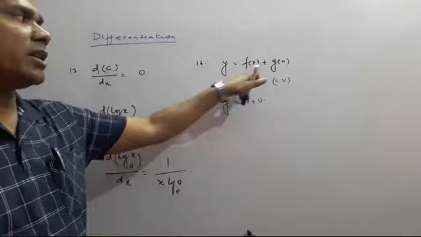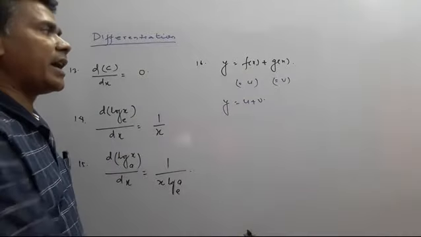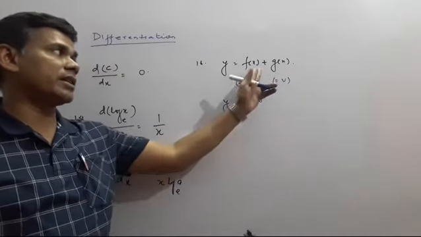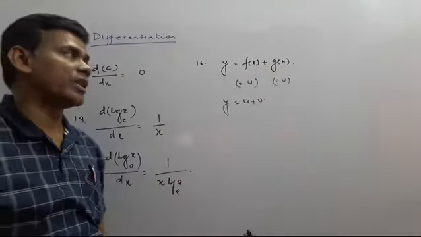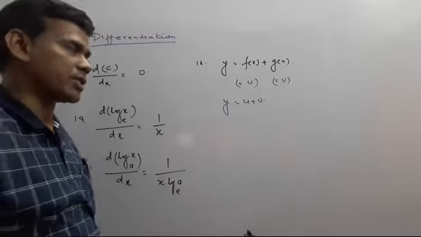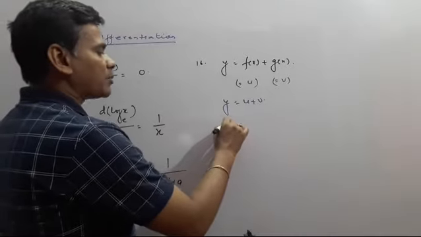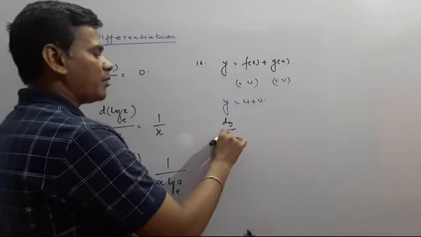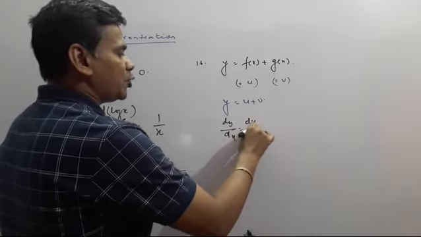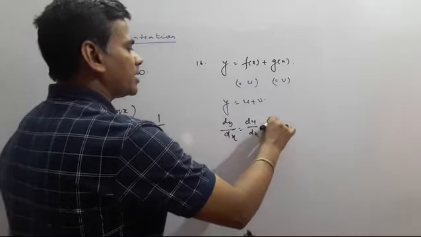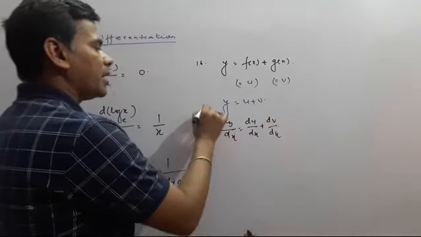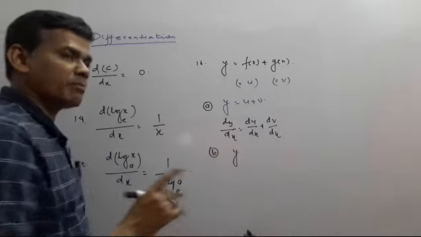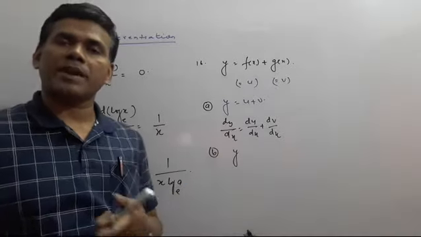It means y depends upon x, and there are two functions taken and both functions are in addition form. So it is the additive function. Here you will have to differentiate y with respect to x. So dy by dx equals du by dx plus dv by dx. That is the first. Second, the functions may be in subtractive form.